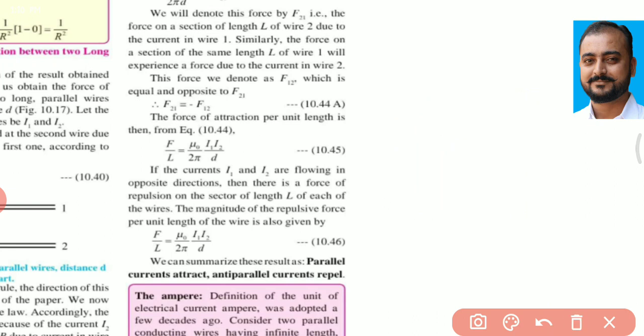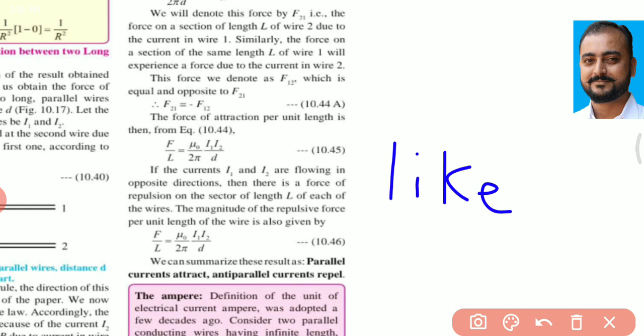Okay, there is a simple sentence given to you. We can summarize this as a result: parallel currents attract and anti-parallel currents repel. So what about anti-parallel current? This is totally about what? Parallel, or you may call it like current.